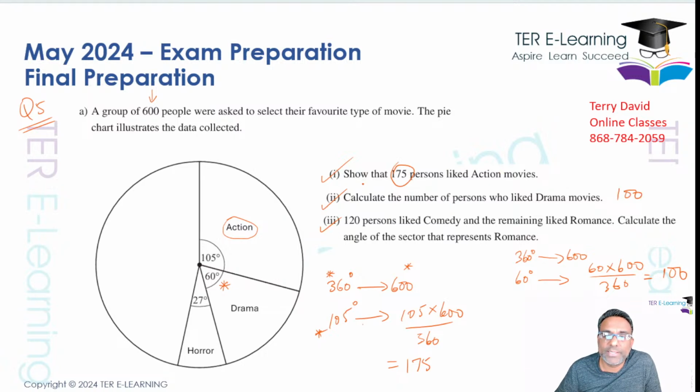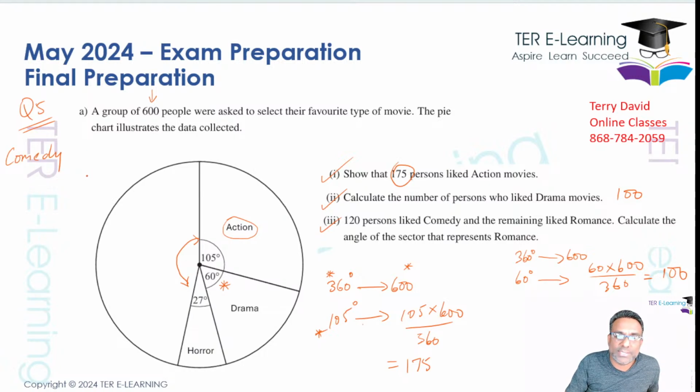And the third part, 120 persons like comedy, and the remaining like romance. So we have two more types of movies here, comedy and romance. Calculate the angle of the sector that represents romance. Now, this is the remaining section here, and within the section here, we have 120 persons liking comedy. So let's work out the angle for comedy.